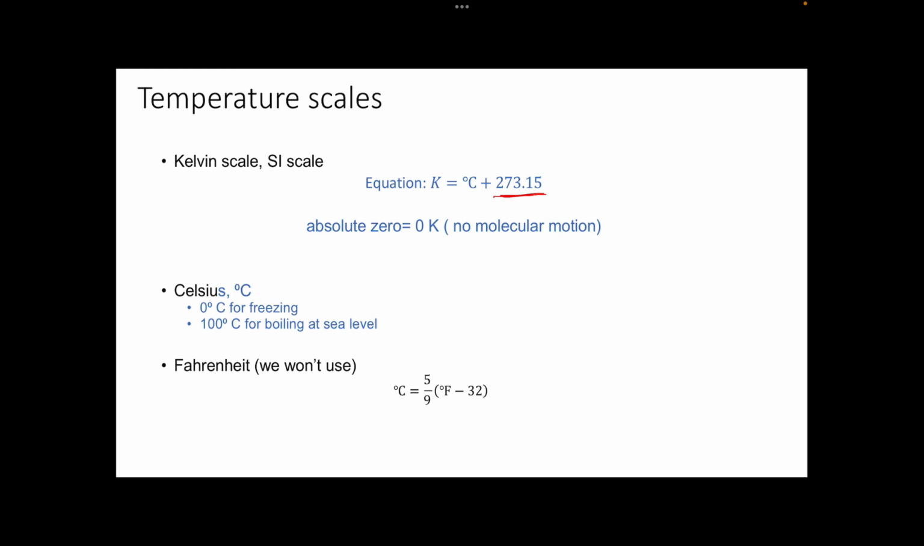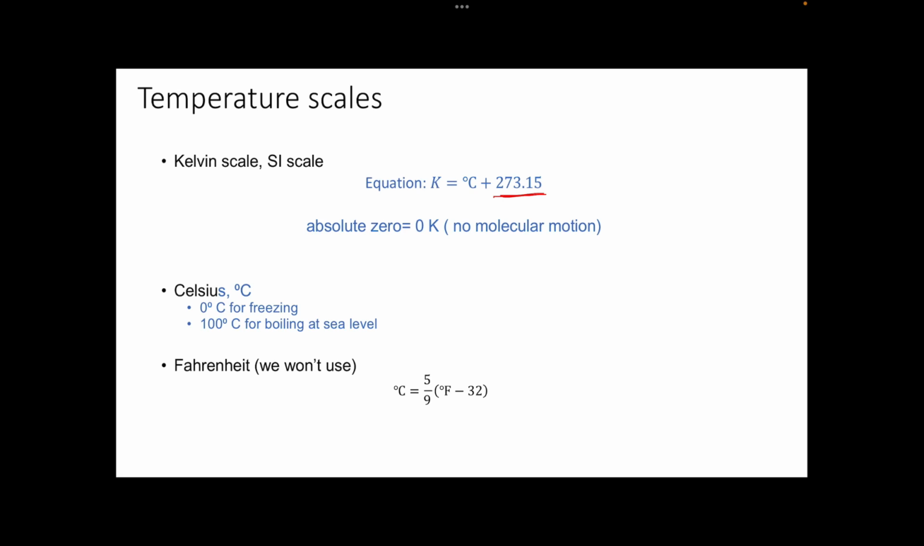Celsius is what we use most. Most of the world uses Celsius for their temperature scale. Celsius is nice because at 0 degrees Celsius, water freezes at 1 atmosphere, and at 100 degrees Celsius, water boils at sea level. So that's a nice range. Most things happen within 0 to 100 degrees Celsius on every day.